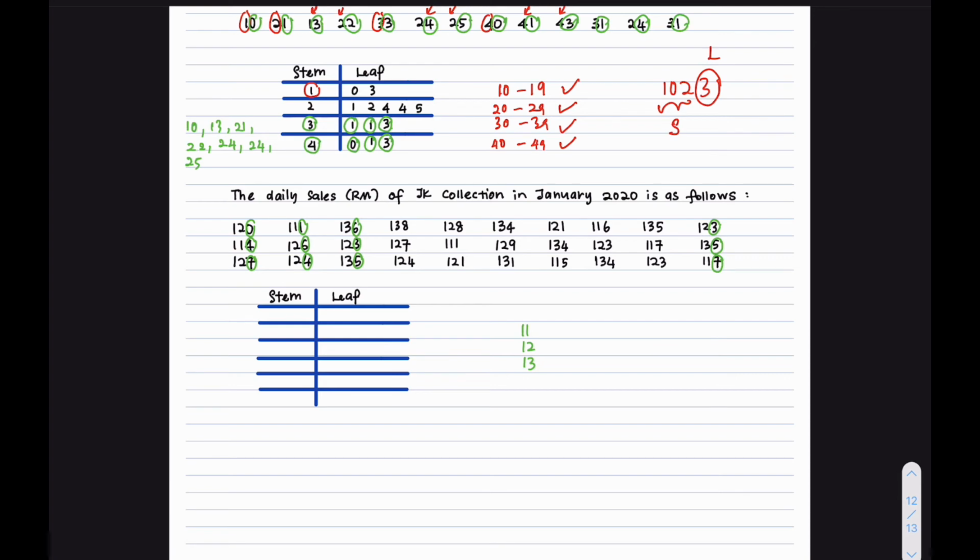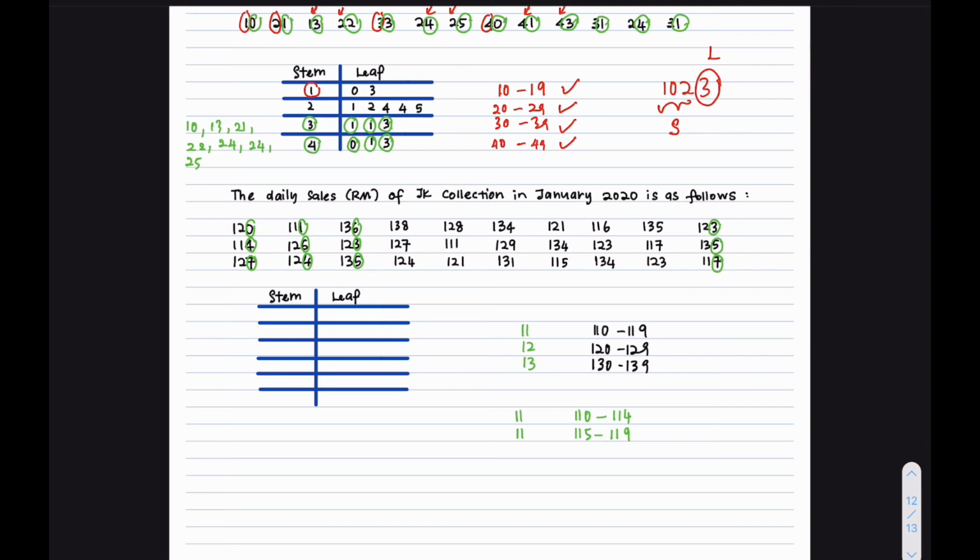Sama ada awak nak buat yang ini 110 sampai 119. Okay, sebab dekat belakang ni akan ada nombor, betul tak? So 110 sampai 119, 120 sampai 129, 130 sampai 139 pun boleh. Atau awak nak buat interval yang lebih kecil, so kita boleh pecahkan dia. So kita buat 2. Okay, untuk yang first kita buat 110 sampai 114, 115 sampai 119 pun boleh.